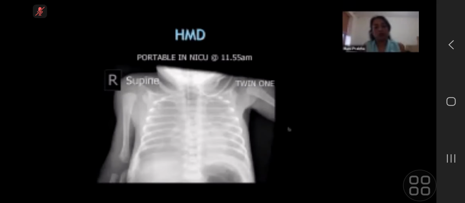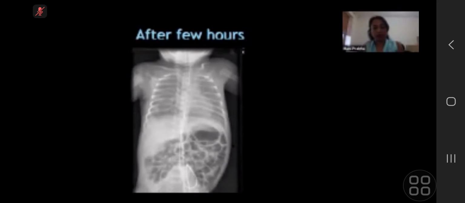And this indeed is a case of hyaline membrane disease. A lot of granularity is demonstrated, and also air bronchogram is seen because of haziness of the lung field. So there is haziness and granularity, typical appearance of hyaline membrane disease. And also the lungs are slightly hypoinflated. And after a few hours, the inflation of the lung is slightly more. We can see an ET tube. The UVC and UAC appear to be optimally sited.